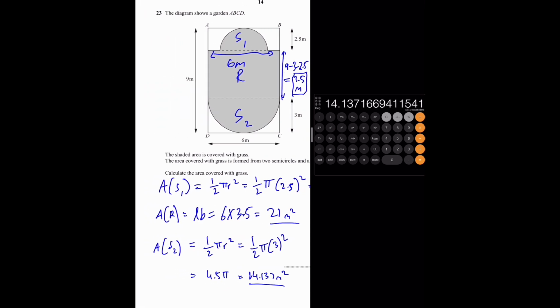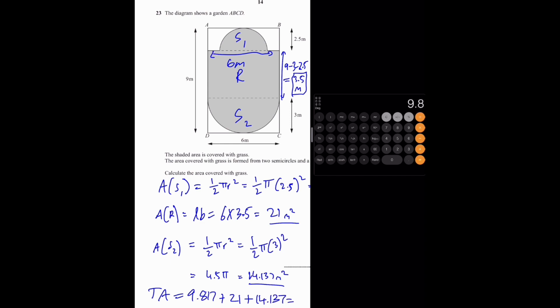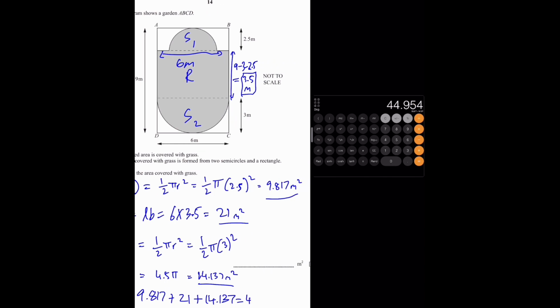Now we can simply add up these values. So the total area, I'll write as TA, that's equal to the value 9.817 plus 21 plus 14.137. And let's just do that here. 9.817 plus 21, and then we can simply add 14.137. That's equal to 44.954 meters squared, and that's the answer.